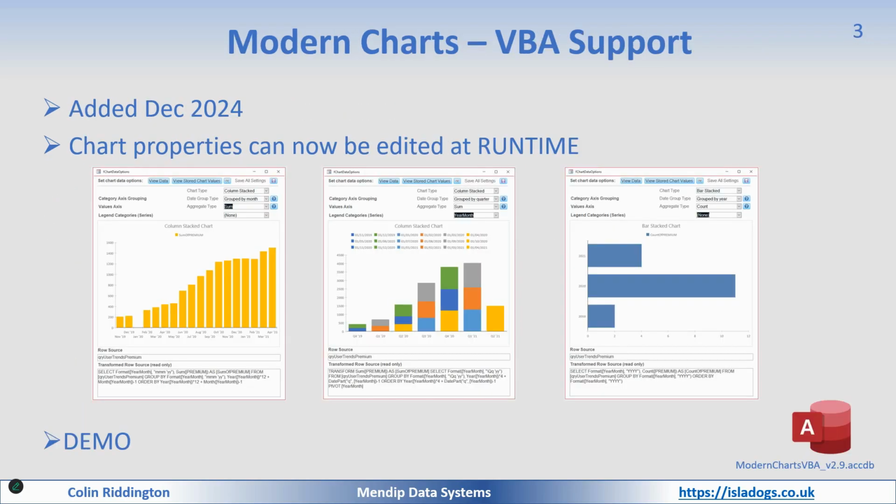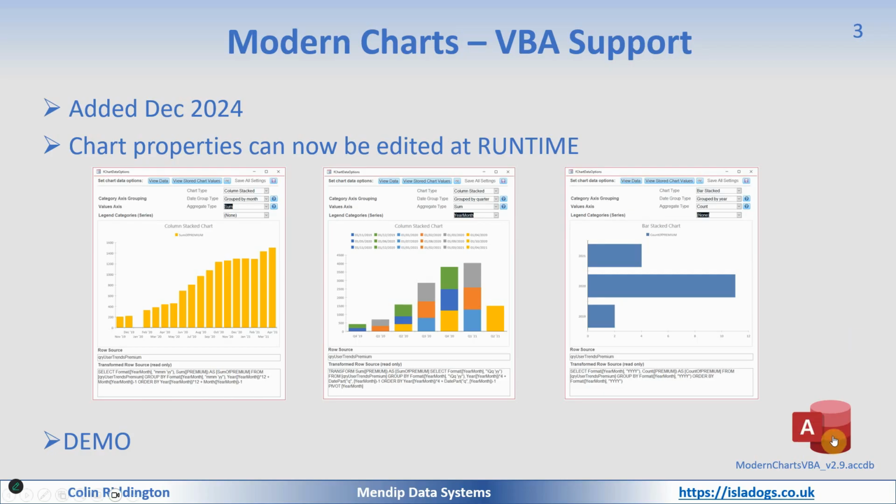VBA support for modern charts was added to the current channel at the end of last year, December 2024. And that means you can edit chart properties if you wish at runtime, or just build them as you load the form. It's up to you. The 3 screenshots there, I know they're too small to see, but I'm going to be showing this in a minute, are all the same chart that has been changed at runtime. And that's just 3 of the different possibilities that you could do with that one form alone.